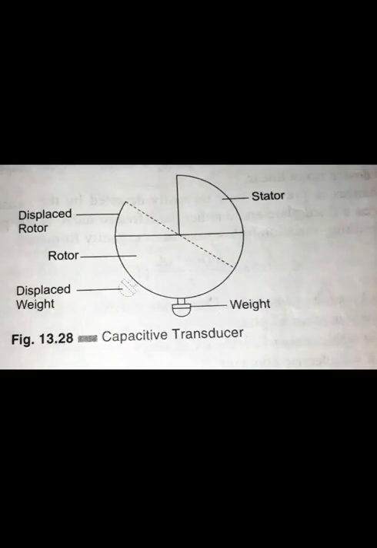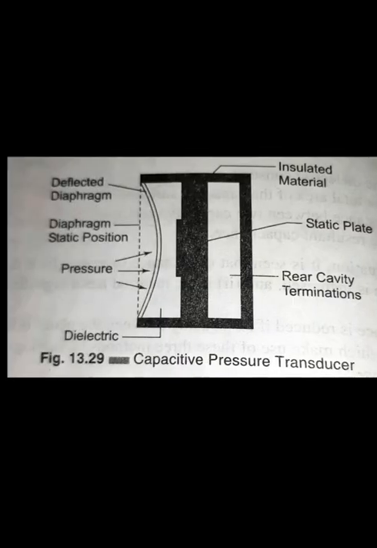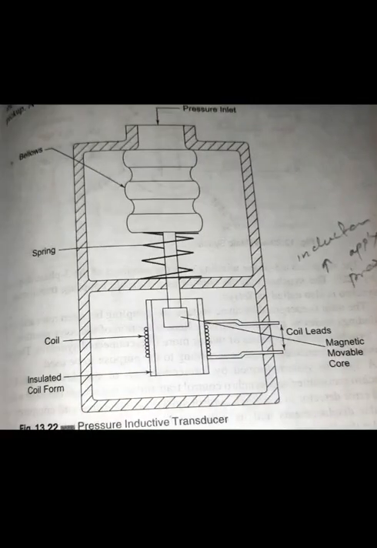The next transducer is the capacitive transducer, also known as the pressure transducer. In that, the pressure inductive transducer is a simple arrangement wherein the change in the inductance of the sensing element is produced by the pressure change, as the figure shows.